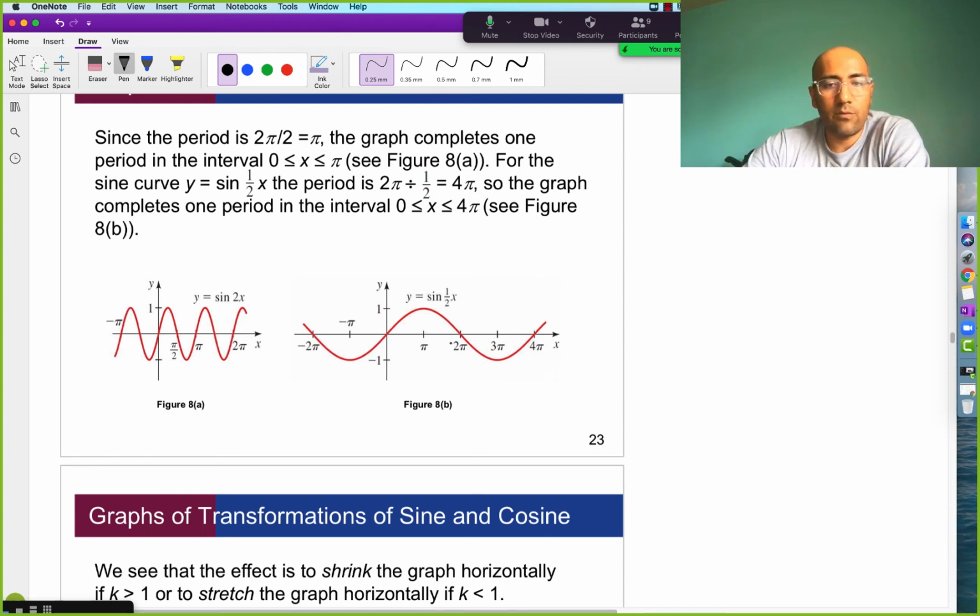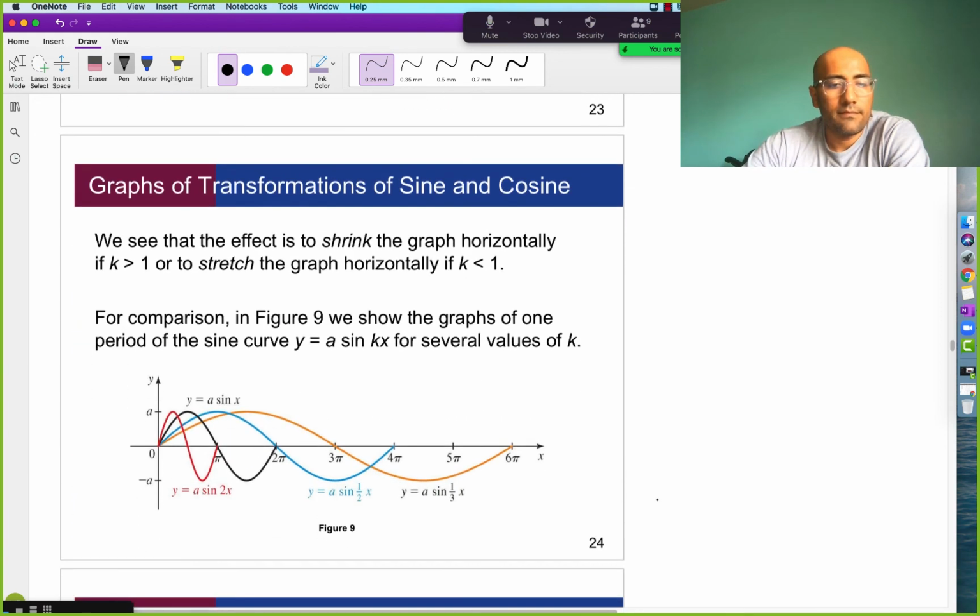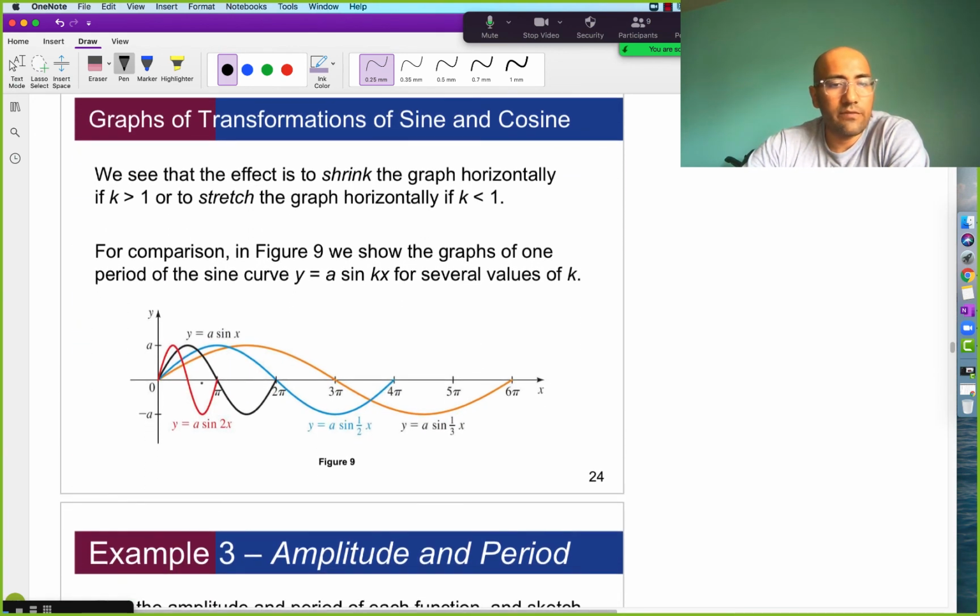So instead of completing one period in 2 pi, it completes one period in 4 pi. Here it completes one period in just pi, or it completes 2 periods in 2 pi. Here's a nice graphic showing you different ones.